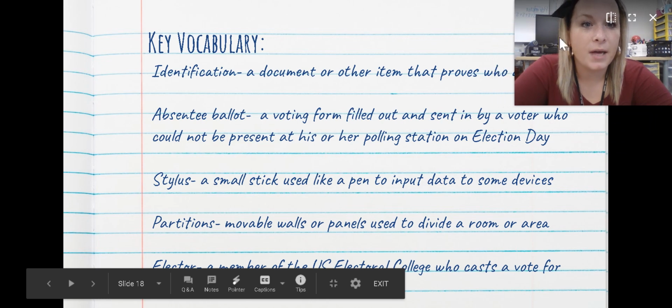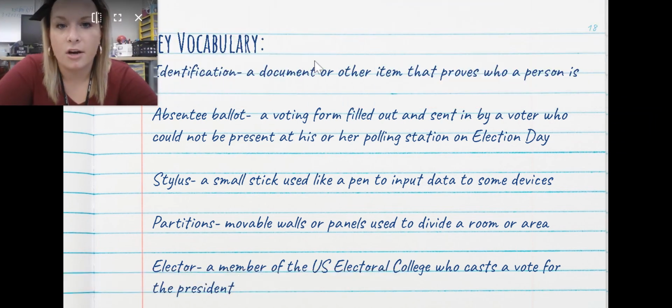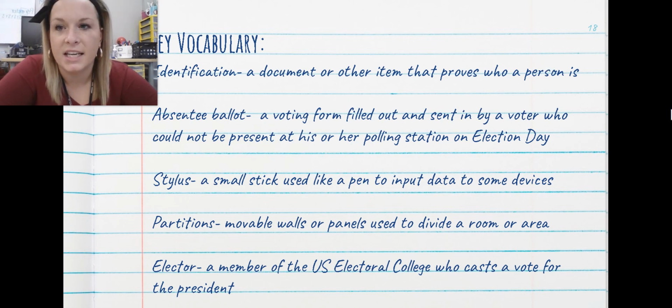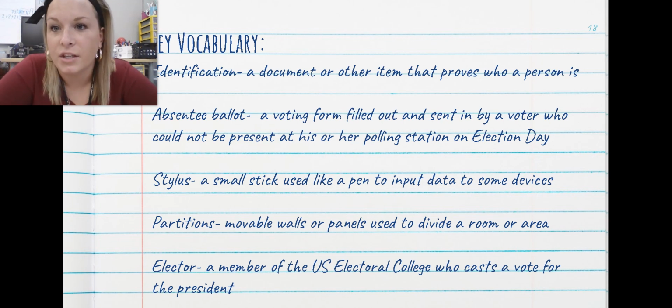Okay, we have some different vocab today. Our first word is identification. Identification is a document or other item that proves who a person is. Very common identification would be your driver's license when you're old enough. You guys might have something like a birth certificate. This proves that that's who you are, and then people can identify you.